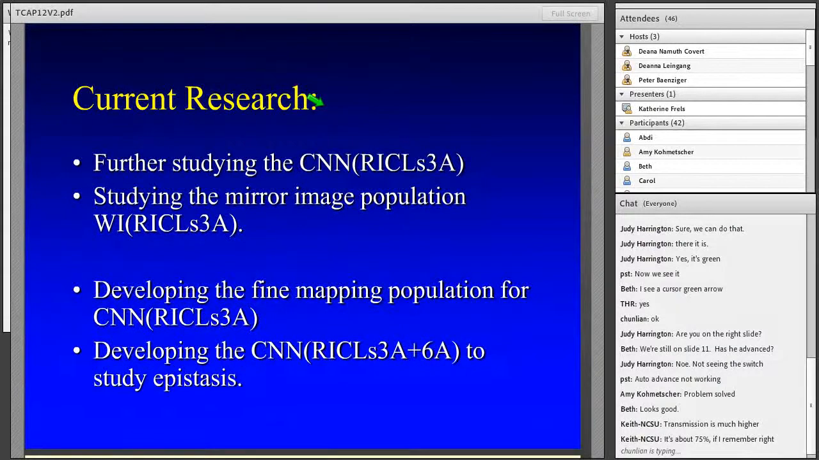Now, where do we go from there? We have some current research, which is actually now pretty much finished up, where we had studied the Cheyenne Wichita chromosome 3A. And so we had the mirror image population, which is the Wichita Cheyenne chromosome 3A. We're also developing a fine mapping population. Eventually, we'd like to be able to clone that disease gene. We haven't made a lot of progress, but I really would like to look at the interaction between 3A and 6A in the Cheyenne background.